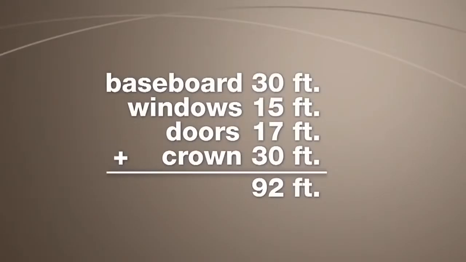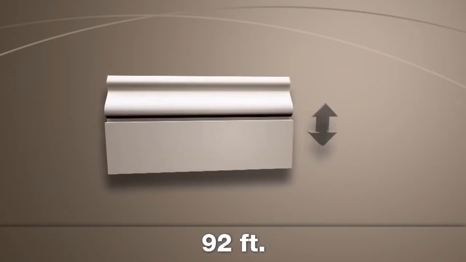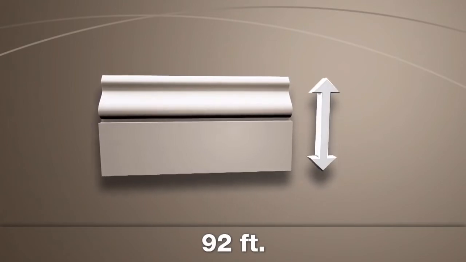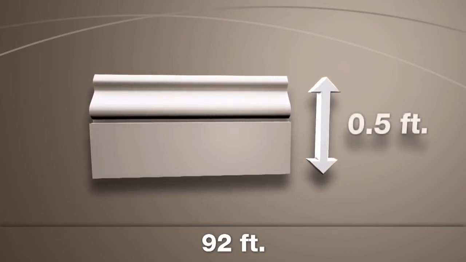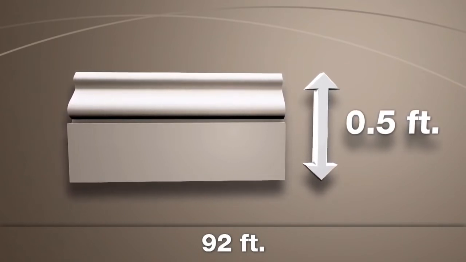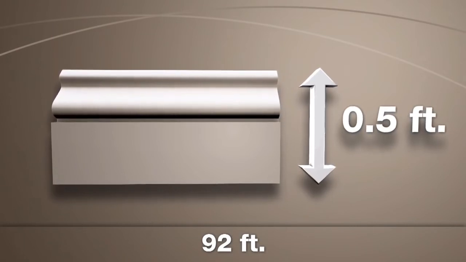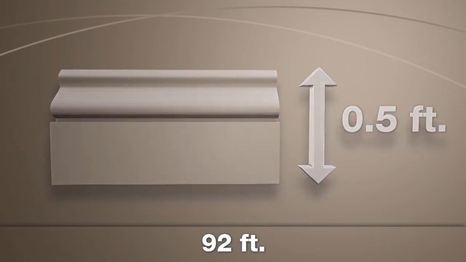To estimate the trim, measure the length of the various trims, such as the baseboards, the door trim, and any crown molding. Do not add these lengths together. Then measure the width of each trim and multiply it by its total length. When calculating trim, convert the inches to the decimal system. So if it is 3 inches, it would be 1/4 of a foot. If it is 6 inches, it would be 0.5 or half a foot.